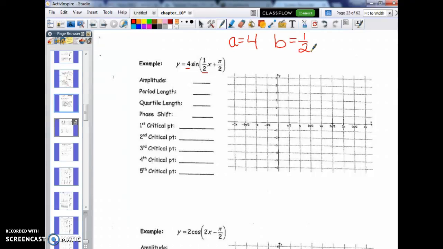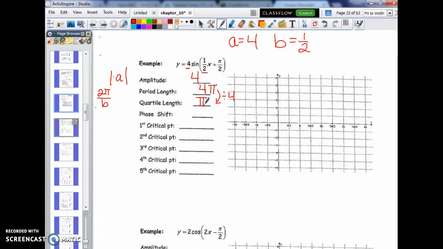All right, so amplitude is the absolute value of A. So the absolute value of 4 is 4. The period length is 2 pi divided by B. So right now we have 2 pi divided by 1/2. This is the same thing as 2 pi times 2, which gives the period length to be 4 pi. My quartile length I need in 4 equal pieces. So I take 4 pi divided by 4. So the quartile length is pi.